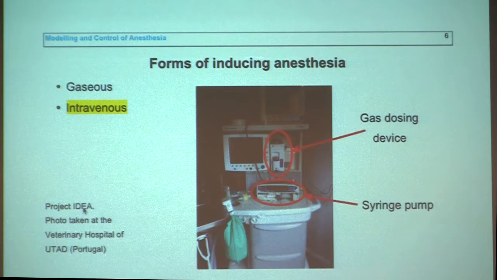Okay, so in surgery you can use two types of drugs. You can have gaseous anesthesia, or you can have intravenous anesthesia, where you inject something into the blood circulation. Okay, I'm speaking about the second one, although for the first one there is also a rich literature on control. So you can see here dosing equipment, a gas dosing device, and these are the two actuators for these two situations. Okay, but we are going to concentrate on this one.